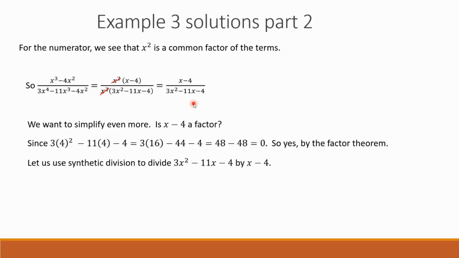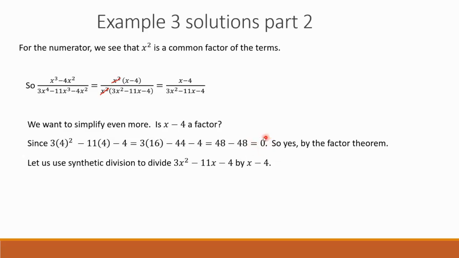Now, could you factor the denominator? You could. But you know what? We don't have to. By the factor theorem, it's enough to check if 4 is a root of the polynomial. In other words, if we replace x by 4, do we get 0? As you can see here, we do. So by the factor theorem, we can see that x minus 4 is a factor.